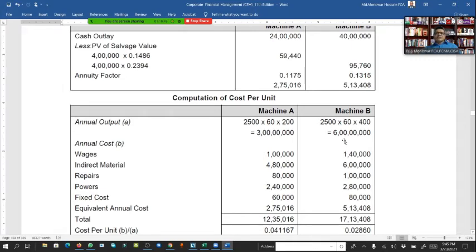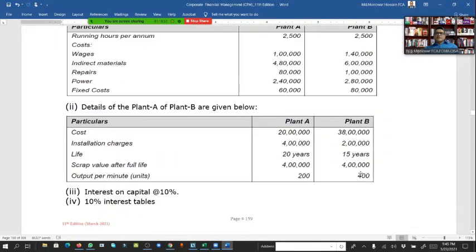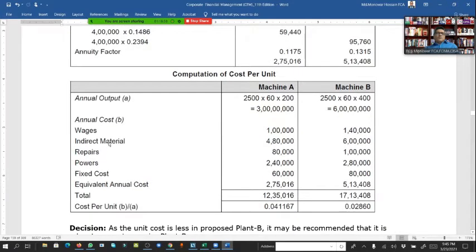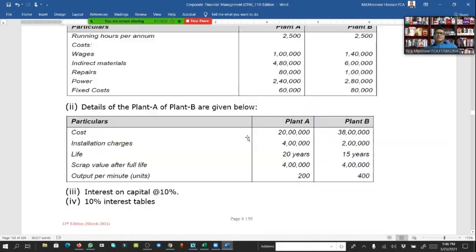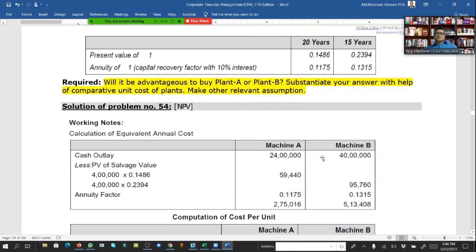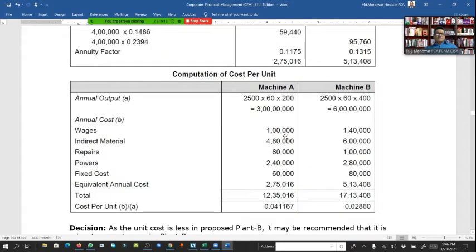Same way machine B: 6 crore, because it's double. Here 400 is double. Now wages 1 lakh, this figure comes here. This wage is annual. Here it says that is annual cost. So this annual cost we put there. All are annual cost. So fixed cost, equivalent annual cost, this comes from here.